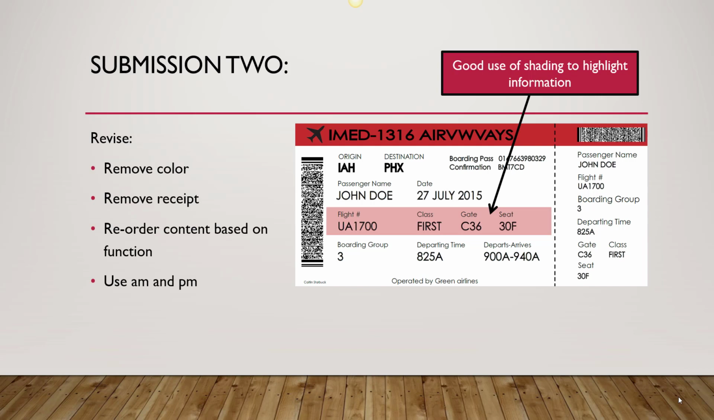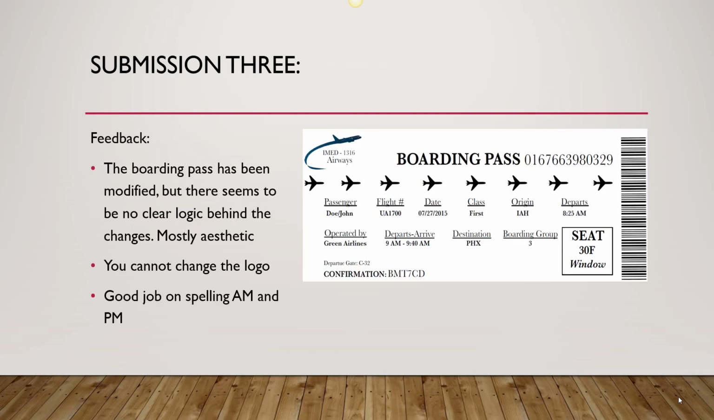We will need to reorder the content based on function, and again, use AM or PM, and probably the column between 9 and AM to make it clear. Now on this one, I did notice that the shading was a very good way to highlight information. So if we reorder the content based on function, that concept can work very, very well for calling the attention to the important information. So this has potential. Now let's look at submission 3.